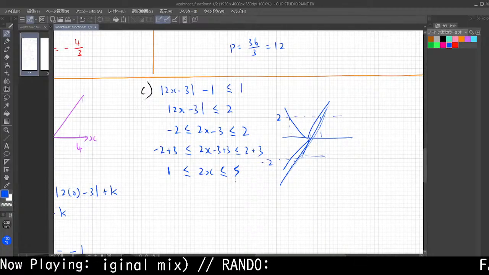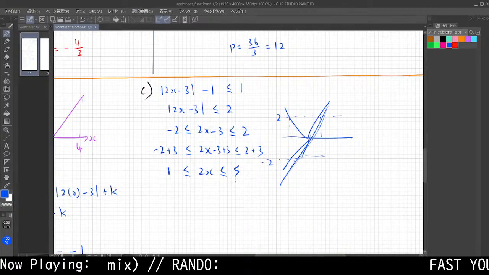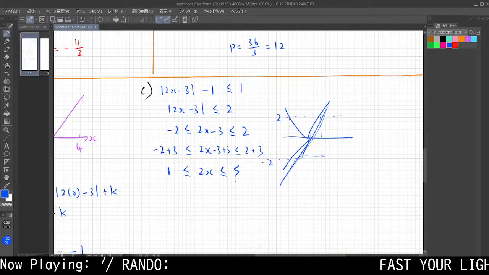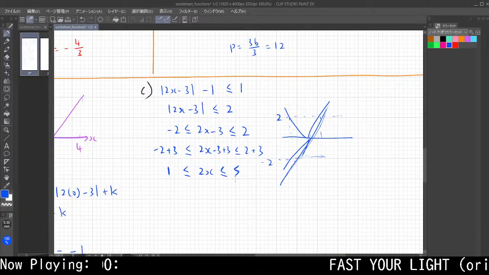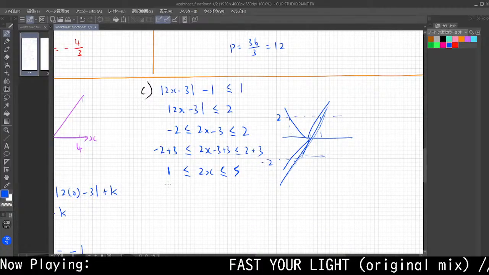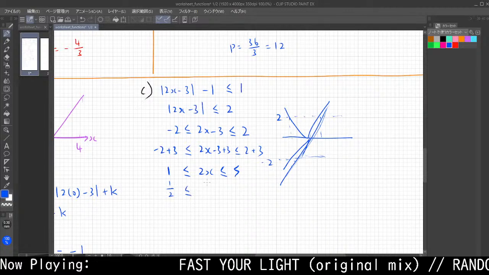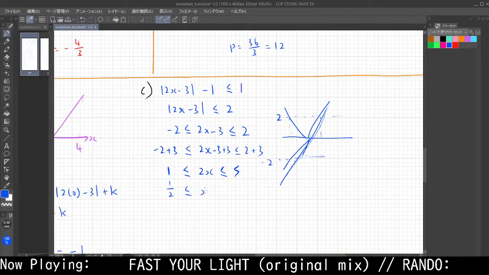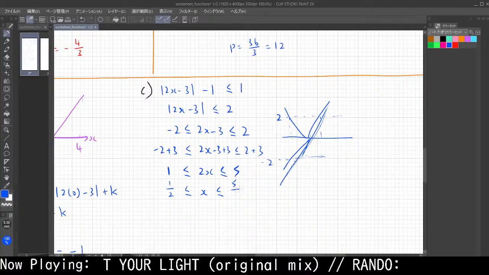At this point, you want to find x, so divide by 2 in the middle and divide by 2 on all sides as well. Do the same on all sides. So 1 divided by 2 is less than or equal to 2x divided by 2, which gives x, less than or equal to 5 divided by 2.